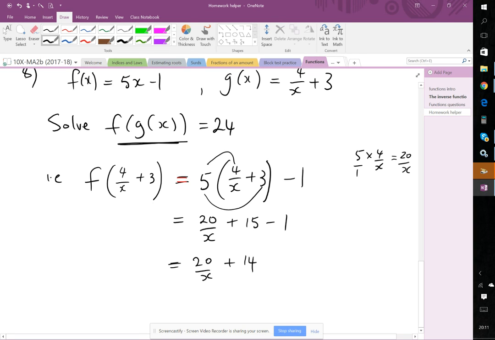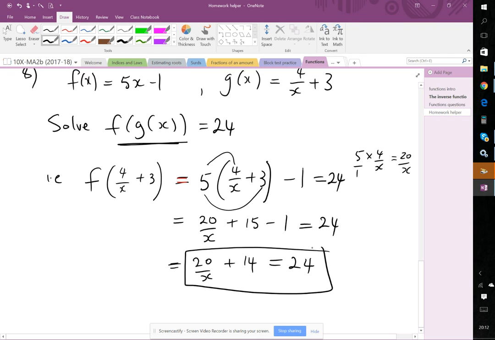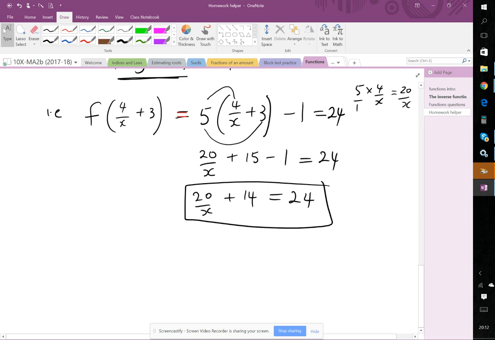But they're asking us to solve this is equal to 24, so let's do that. So imagine all of this is 24. So we end up having to solve this, so we don't need these equal signs here. Right, so how do we solve that?